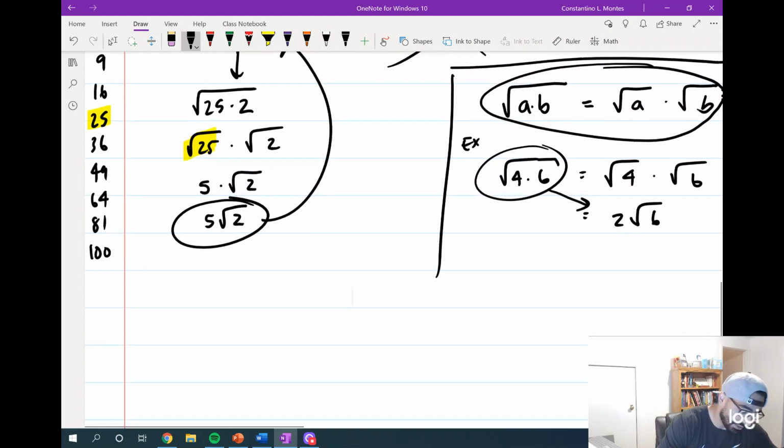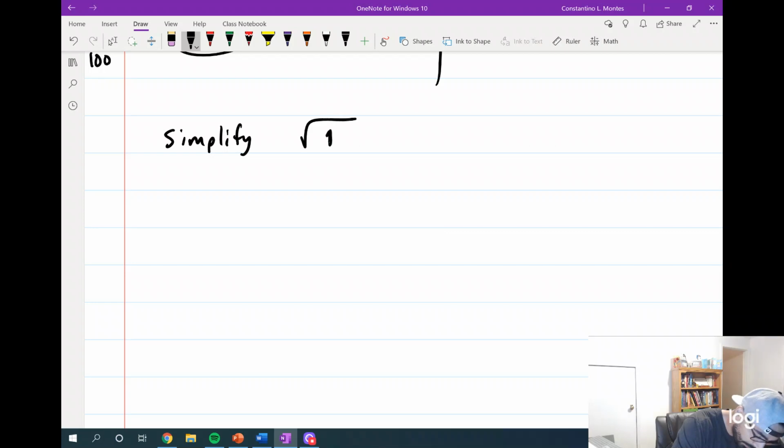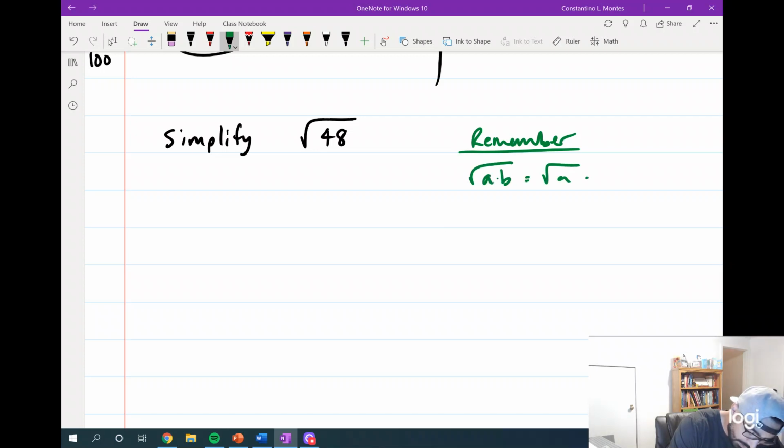Okay, so let's try another example. We're going to say simplify the square root of 48. Let's change that. All right. So again, we're utilizing, and I'll do this in green, remember that the square root of a times b is equal to the square root of a times the square root of b.